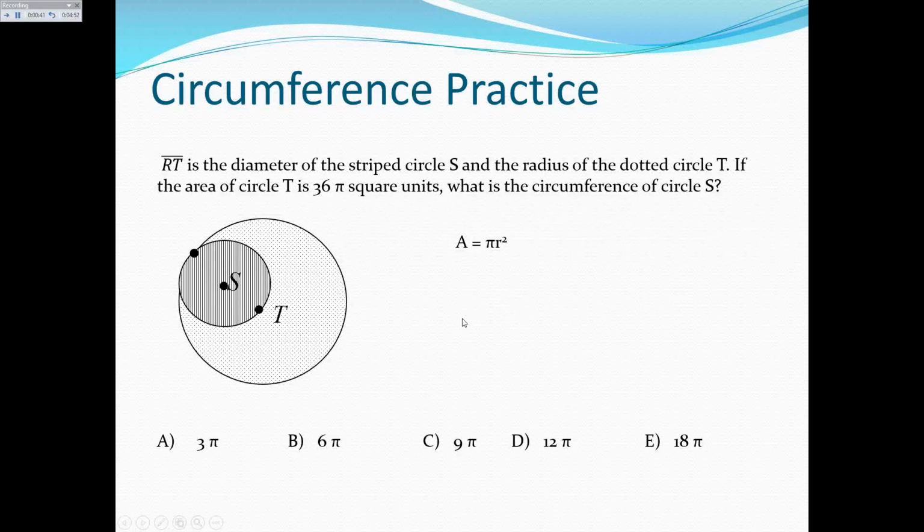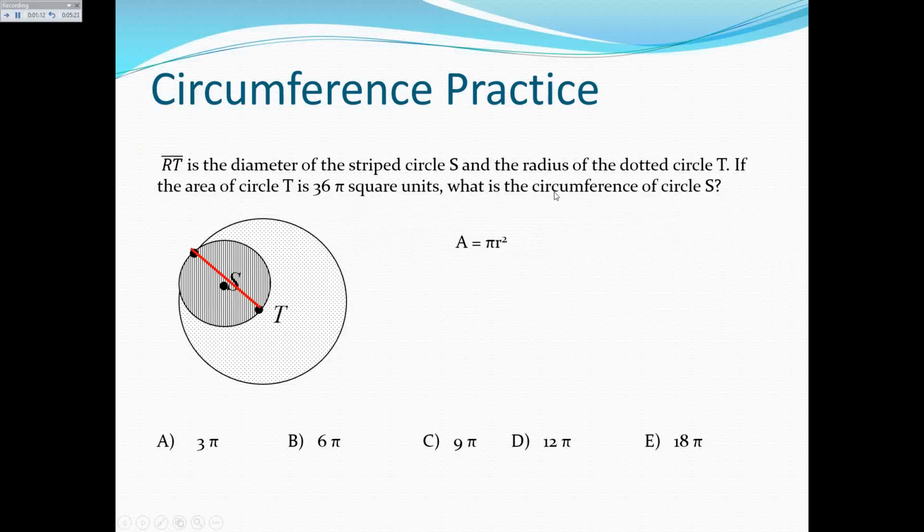All right, so we know that the area is pi r squared, right? And here's our radius for that big circle, and that's what we're trying to find first. The area of it is 36, so what would the radius be? Remember, pi r squared, so what squared equals 36? It would be 6. So this whole line, which was the radius of T, is 6.